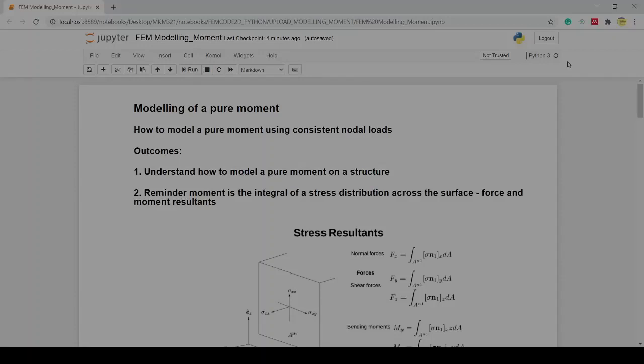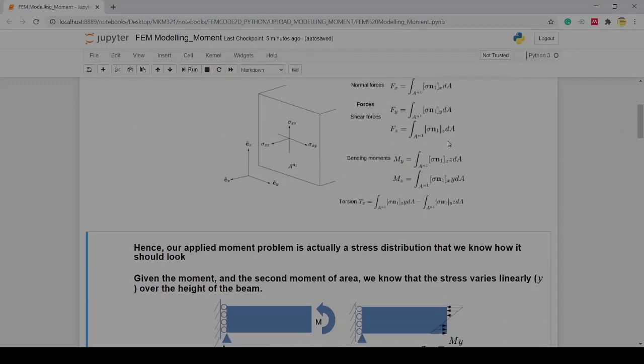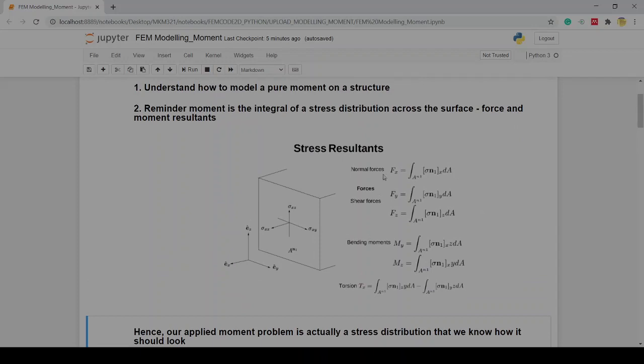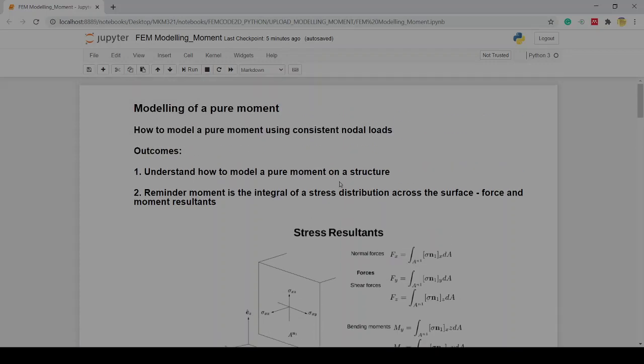Great, so what we're going to do today is really just one notebook, and that is going to be modeling of stress resultants. If you want to model a specific moment or a shear force or a normal force or a torsion on a finite element model, how do we go about modeling that so that we do it properly? That's really what this is going to be about.